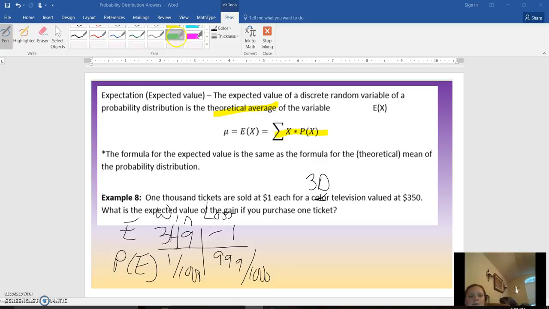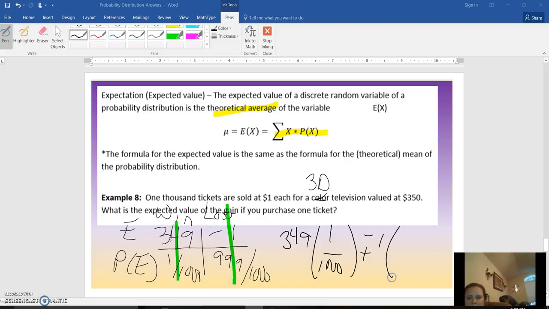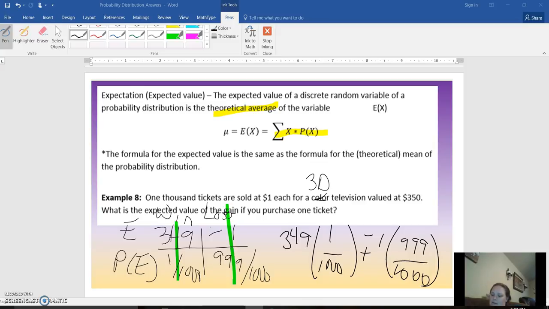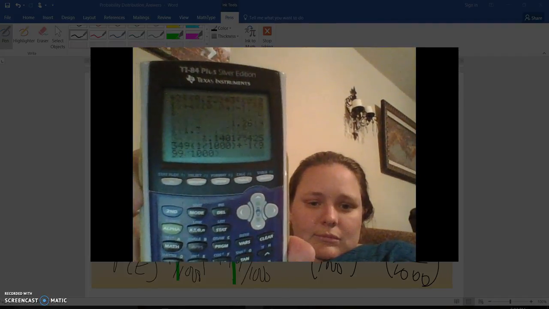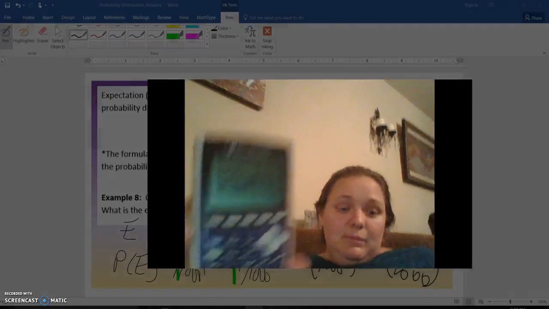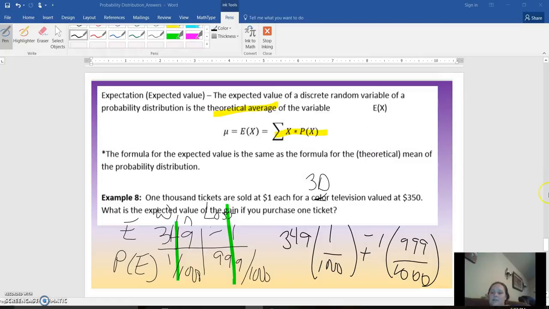All right, so I'm going to multiply those and add. So 349 times 1 over 1,000 plus negative 1 times 999 over 1,000. I'm literally going to type that in my calculator as is. 349 parentheses 1 divided by 1,000 plus negative 1 parentheses 999 over 1,000. And so I get negative 0.65. So if I played this game all the time, I would be out 65 cents.